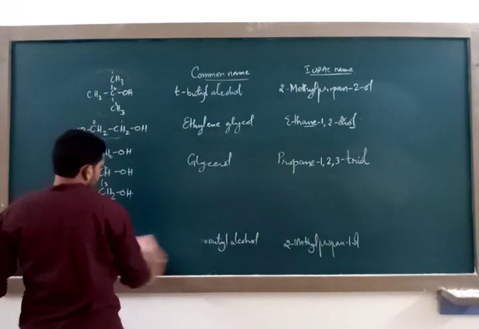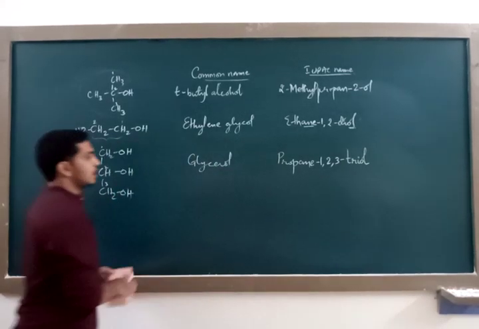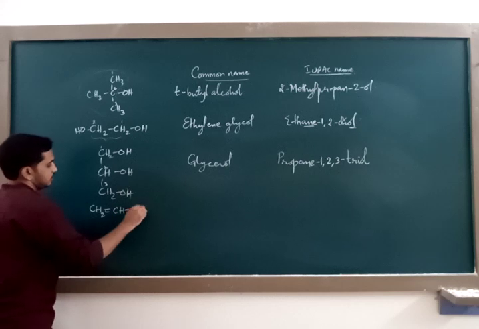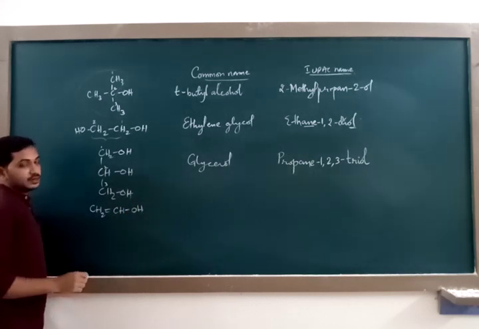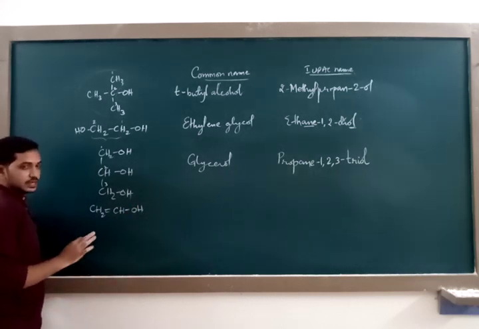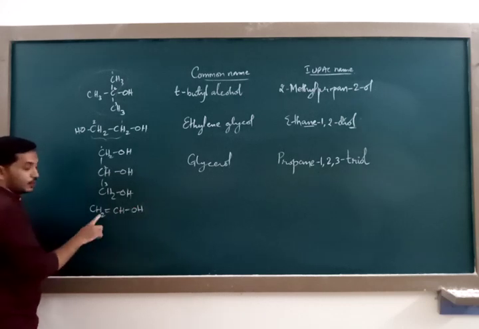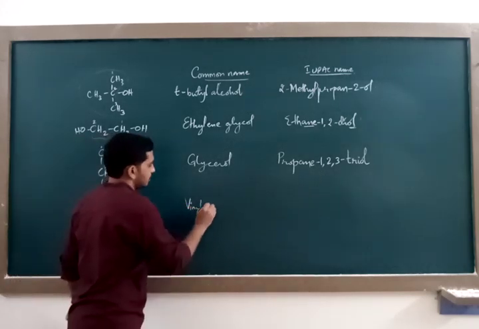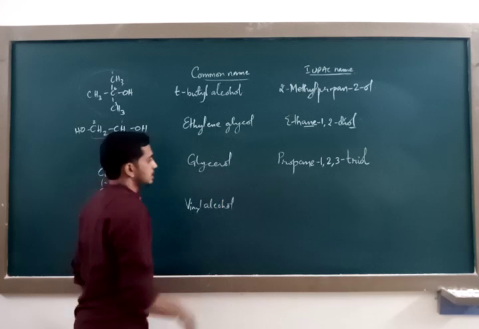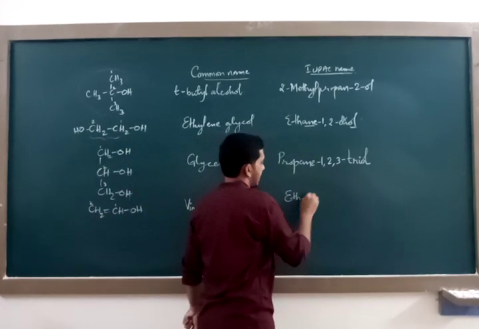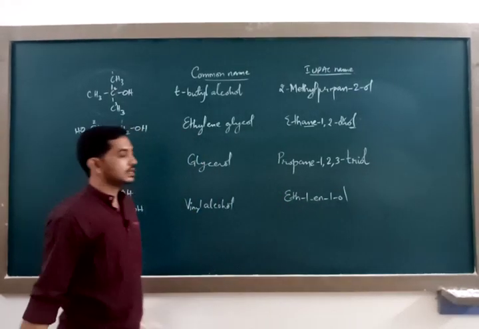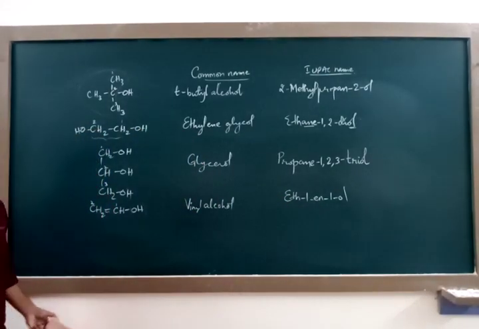Then how do you name this compound? Numbering should be done according to the rule which says that OH should get the least number and not the double bond. So 1, 2. This is vinyl alcohol, the common name. The IUPAC name is eth dash 1 dash ene dash 1 dash ol. Ethenol or simply eth 1 ene 1 ol.